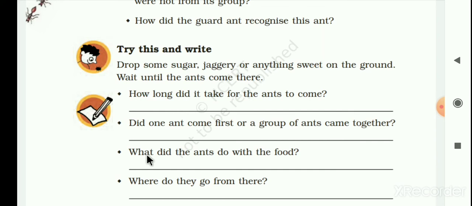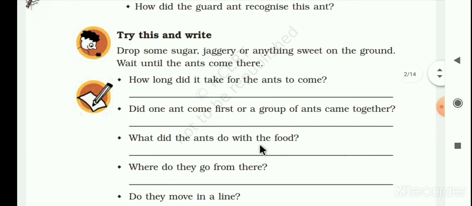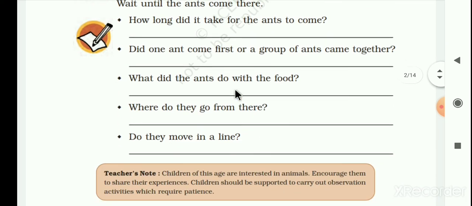Let's have a look at the other question. What did the ants do with the food? I know, obviously they are going to eat the food, right? The yummy food. So you need to write down over here whether it smells it, whether it eats it, or whether it goes away. Where do they go from there?